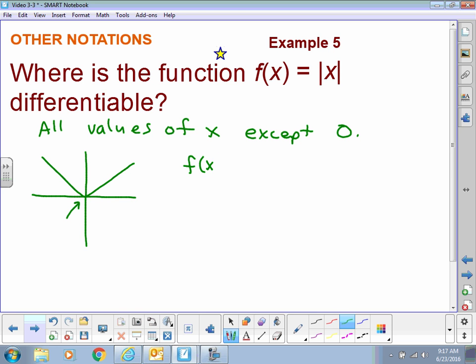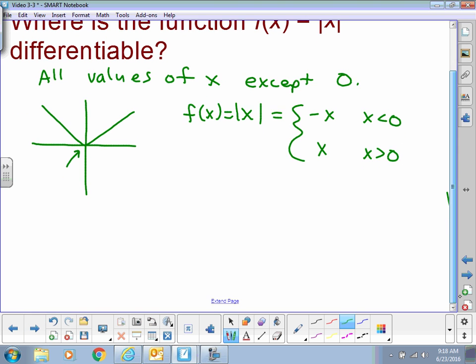f of x is the absolute value of x. Remember, we've got to think of that as a piecewise function. It is going to be -x when x is less than 0, and it'll be +x when x is greater than 0. We're not going to worry about at 0, because when we do a limit, we're just really concerned about as it's getting close to that. So when we do our limit as h approaches 0, say from the right, we're going to be using this one here.